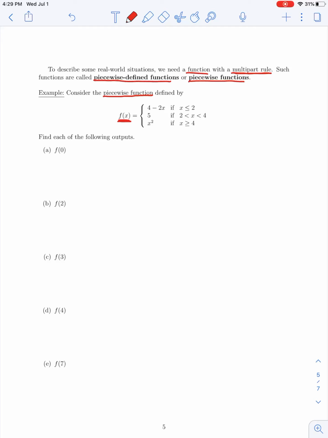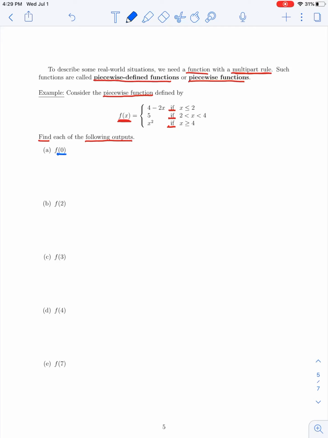f of x is defined as 4 minus 2x if x is less than or equal to 2. It's defined as 5 if x is between 2 and 4. And it's defined as x squared if x is greater than or equal to 4. So we're asked to find each of the following outputs for this function. Starting with part A, we're looking at f of 0.